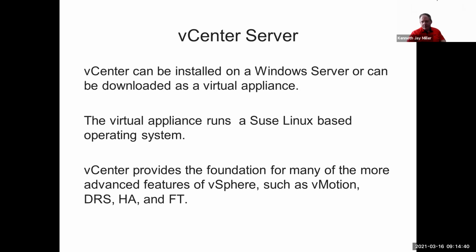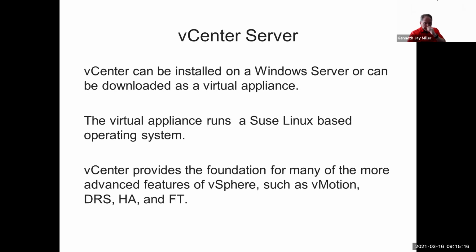So if you've done anything with Linux, you know there's various distributions. Debian, Red Hat, SUSE are probably the main three, and then everybody else is based on them. But the vCenter Linux appliance is actually running SUSE. Now, you have to have vCenter as the foundation for many of the other advanced features that we're going to look at down the road, such as vMotion, DRS, high availability, and fault tolerance.